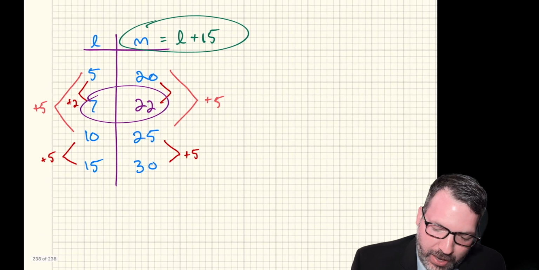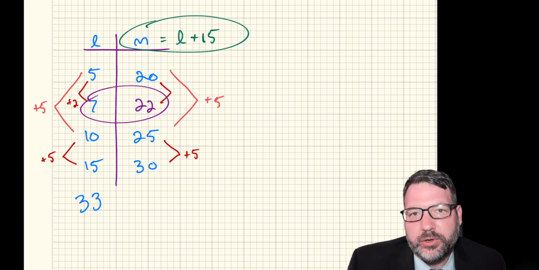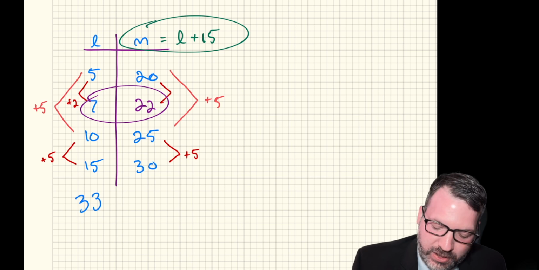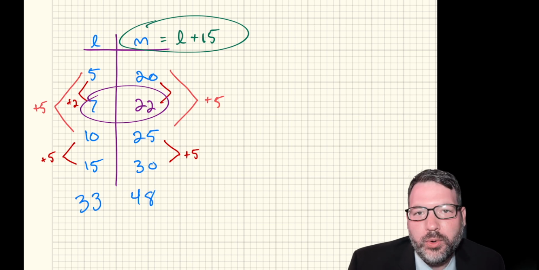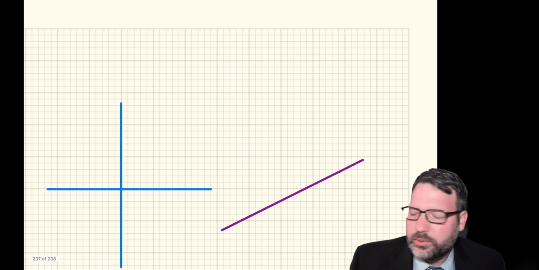So I could now pick any L that I want. I could say, well, what if L is 33? When the input is 33, my output M says take that and add 15 to it, and so that would give me a new ordered pair of 33, 48. What am I talking about with ordered pairs? We'll come back to that.